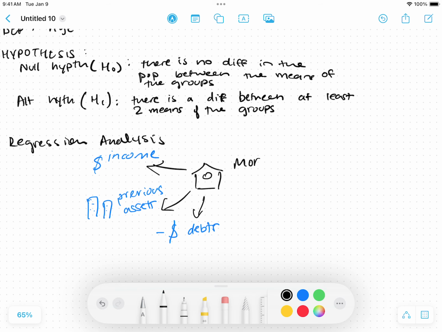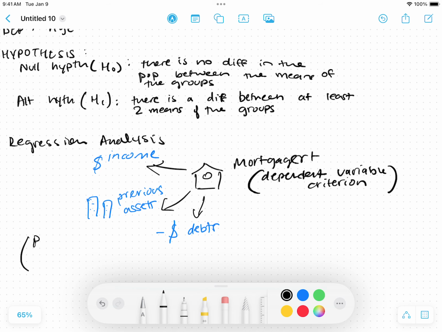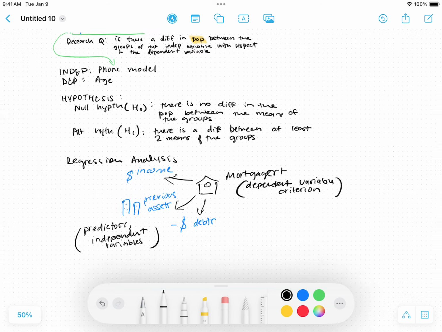So this variable, mortgage rate, is called our dependent variable, or criterion. And these other variables that we are using to predict the mortgage rate are called predictors, or independent variables. Okay, cool.